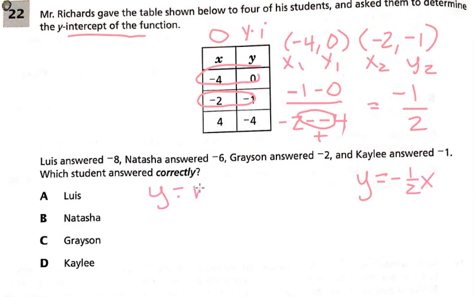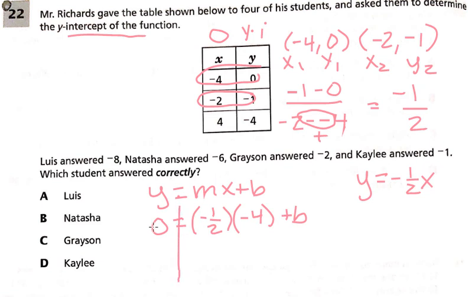So y equals mx plus b. I'm going to use negative 4, 0, so I'm going to have this as a 0. My m here is my slope, so it's going to be negative 1/2. My x here in this ordered pair was negative 4, and then it says plus b.